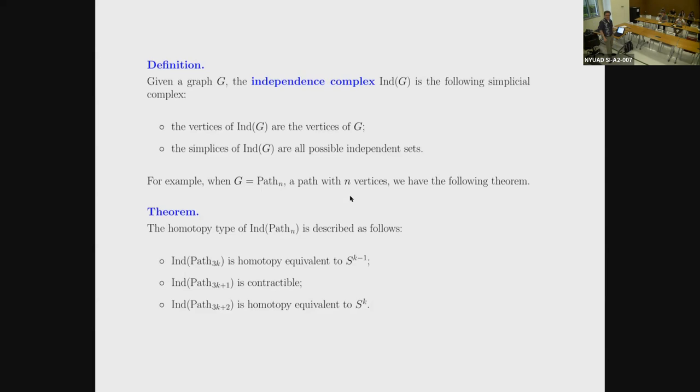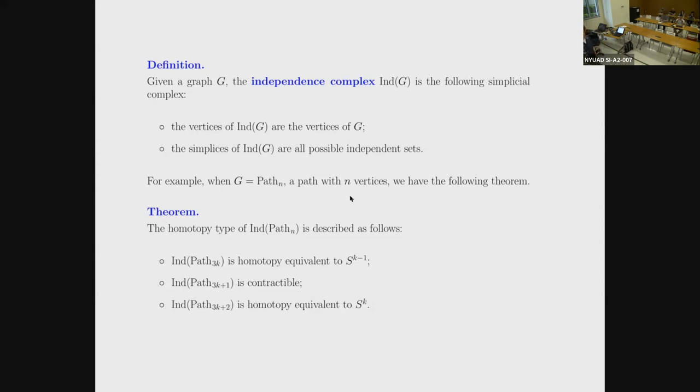So for example, if you have just a path of n vertices, then you can prove that the topology of the space you get will be periodic with period three, and it will be either a sphere or a contractible space. So very quickly, you get quite hard open problems.